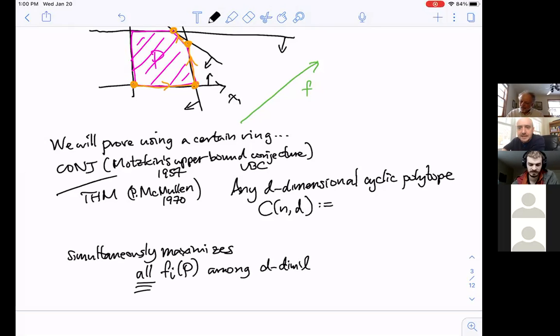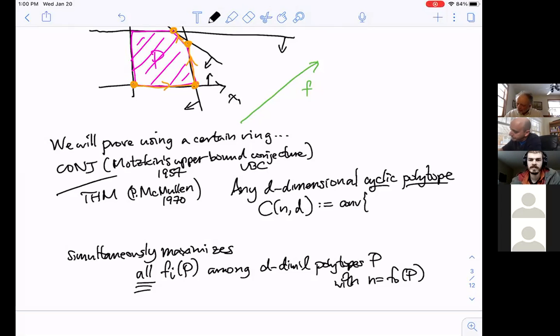D-dimensional, I'm going to start writing "d-dim" because "dimensional" is such a long word. D-dimensional polytopes with n vertices. Okay. And so what's a cyclic polytope? It's the convex hull of these endpoints, x of t1, x of t2, up through x of tn.